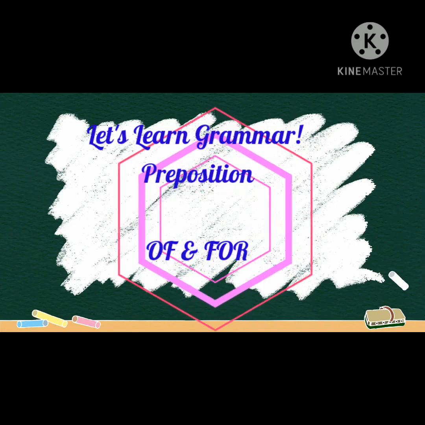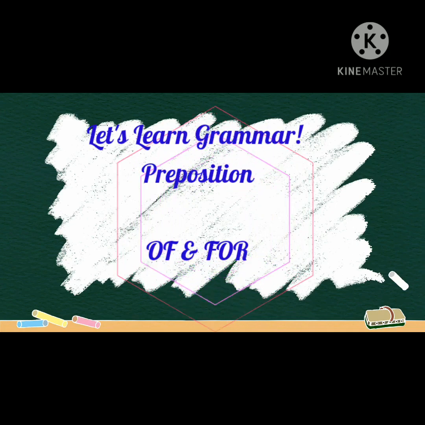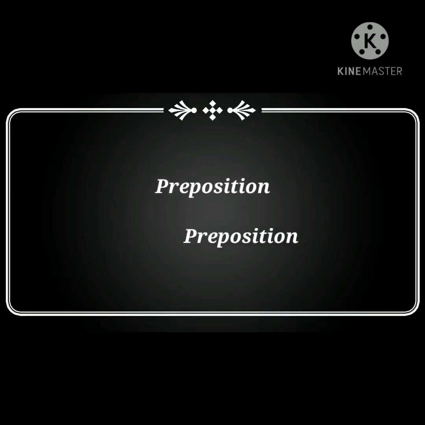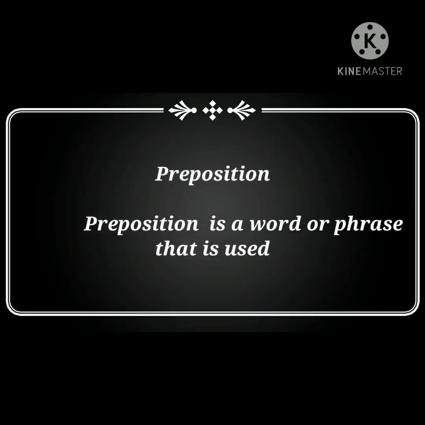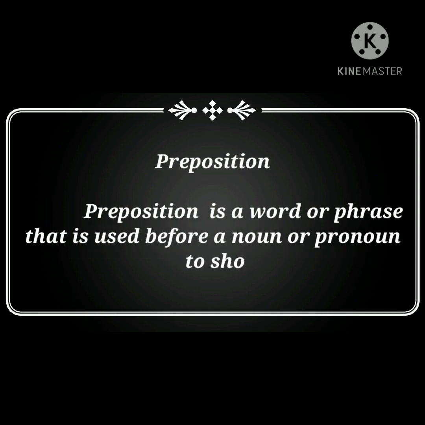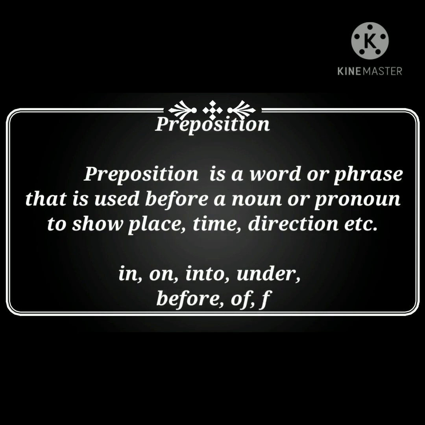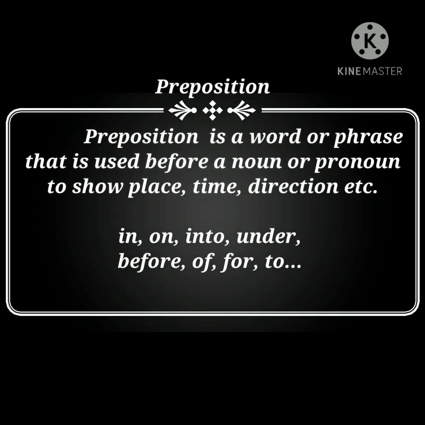So, very first, it's important to understand what is preposition. A preposition is a word or phrase that is used before a noun or pronoun to show place, time, direction, etc. Examples: in, on, into, under, before, of, for, to. Okay, let's move further.